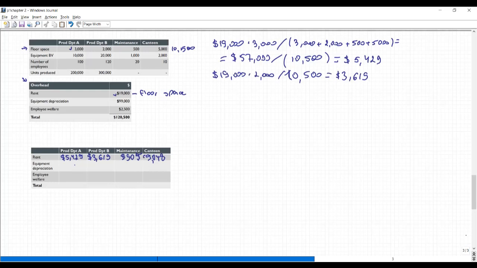Okay. That's a huge canteen here. For some reason it's greater than the department itself. But anyway, it doesn't really matter.